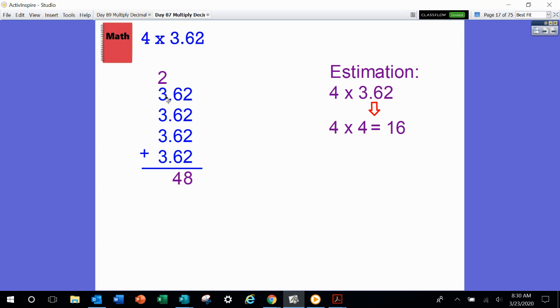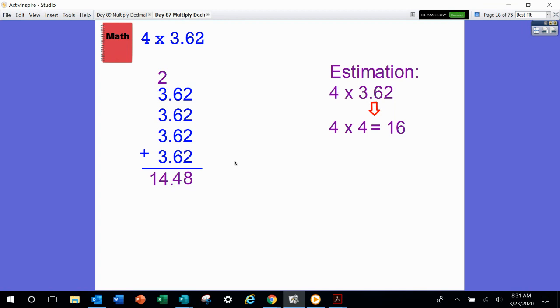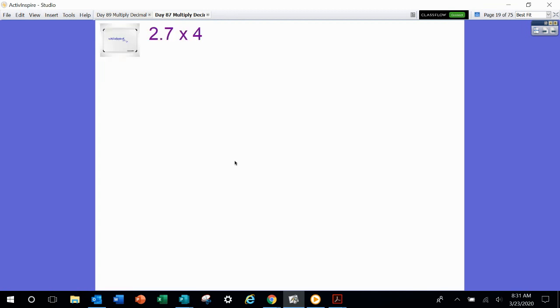2 plus 3 is 5. 5 plus 3 is 8. 8 plus 3 is 11. And 11 plus 3 is 14. So our answer is 14 and 48/100. Let's check that back with our estimate. Earlier we said that our answer should be between 12 and 16. Is 14 and 48/100 between those two numbers? Absolutely. So that answer makes mathematical sense.